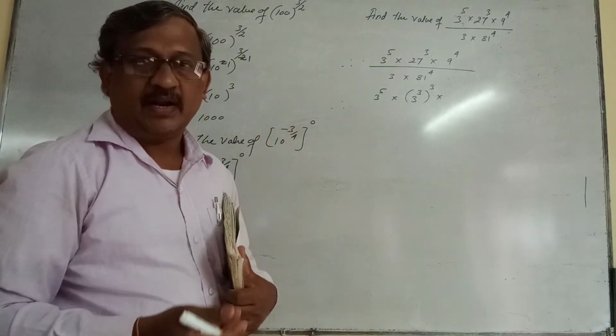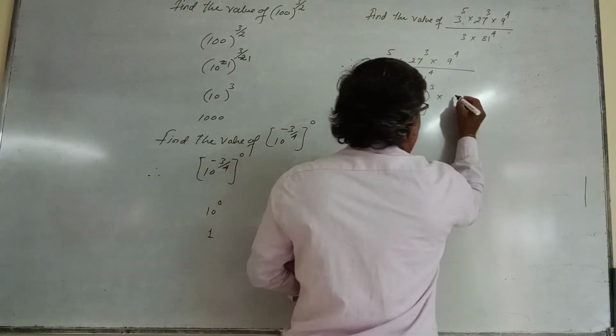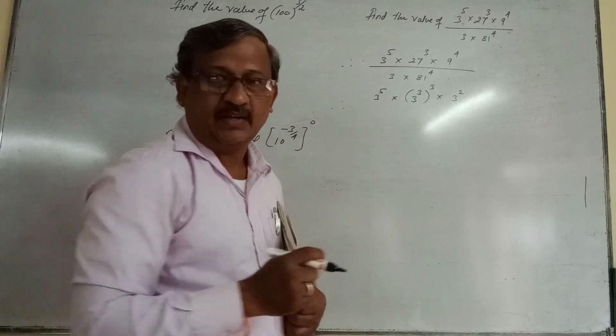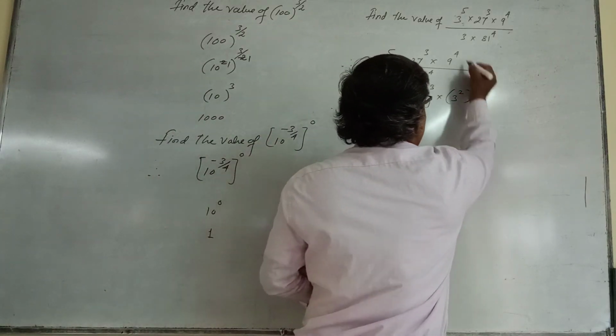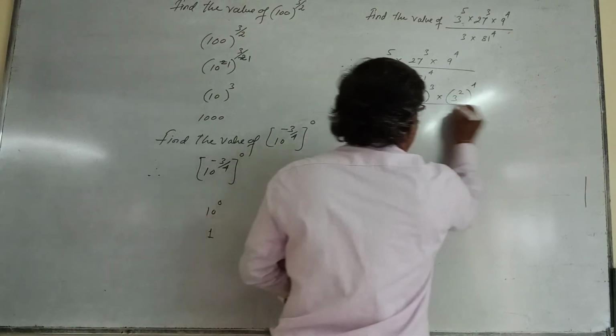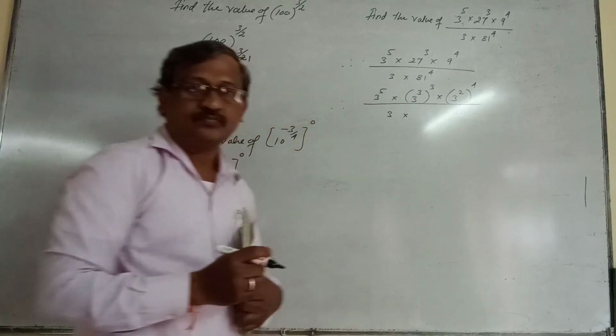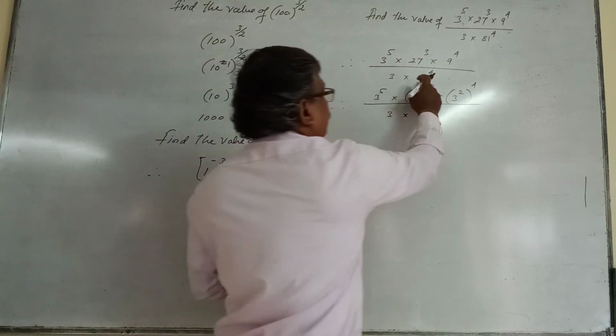9 also I can write in another form. So 9 means 3 squared. If you make 3 squared, we get 9. So this whole raised to how much? It is 4. This is divided by, these 3 we cannot split, so you keep as it is. Now the next base is what?